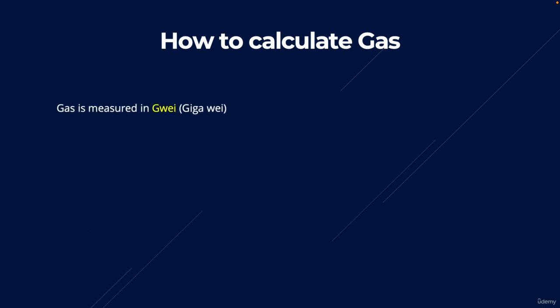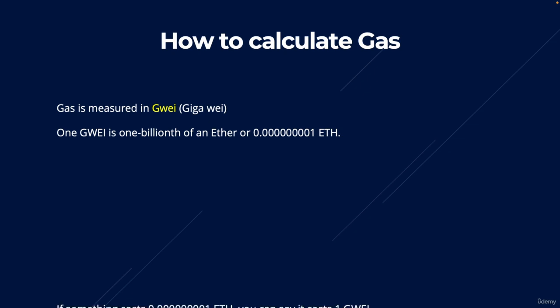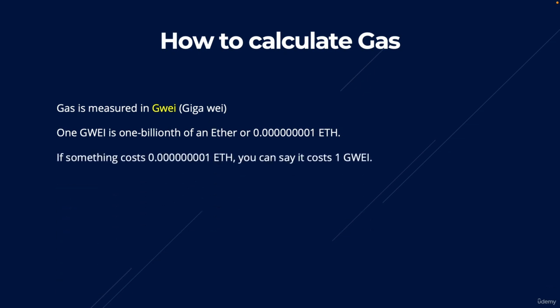Gas is measured in a unit called gigawatt, and 1 gigawatt is 1 billionth of an ether, or 0.000000001 Ethereum. Of course, no one's going to be saying that massive long number. You can say it costs 1 gigawatt. As you can imagine, saying 1 gigawatt instead of 1 billionth of an ether is a lot more simple and straightforward, which is why we use the unit gigawatt when talking about gas.